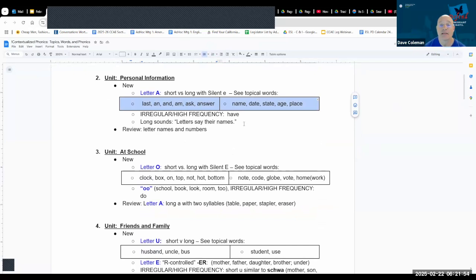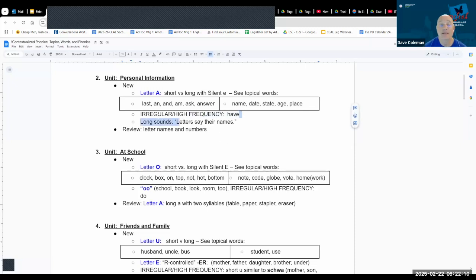You can see some of these, and you might want to be careful. I think Riga brought up a good question: why do we have "answer" there? Well, it's a very common word, so we might want to focus on it. But if it seems like it might confuse your students, don't do it.